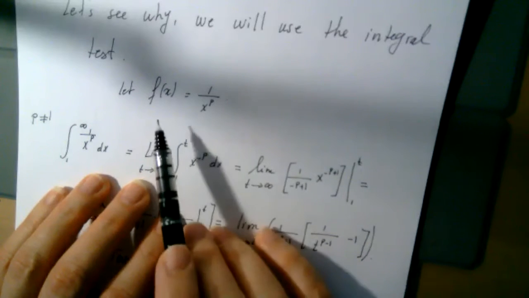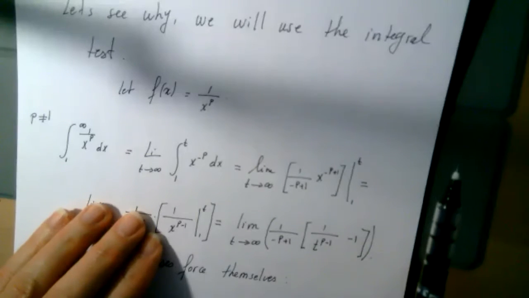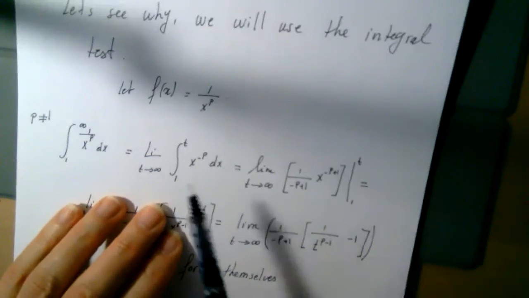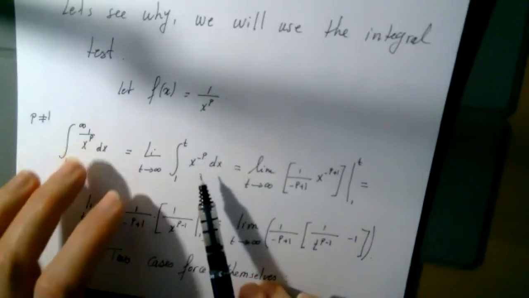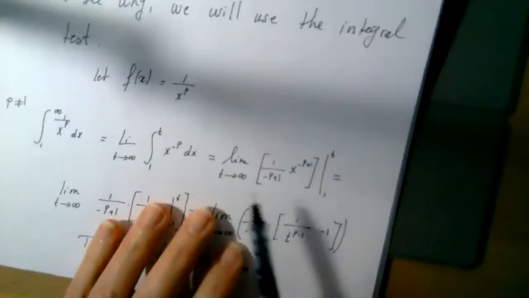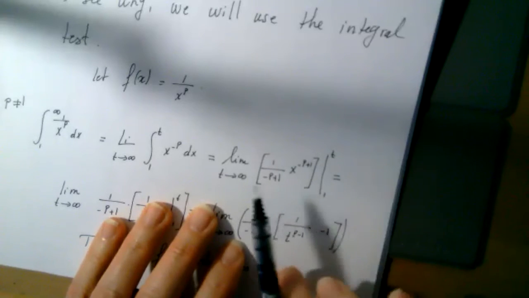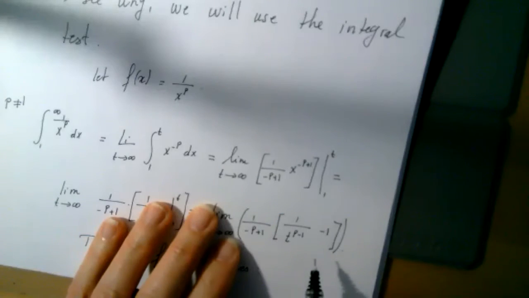So what does the integral test tell me? I'm going to take the function 1 over x to the p and compute the improper integral of 1 over x to the p. So what is this equal to? The limit from 1 to t of 1 over x to the p, which is x to the minus p dx. And it's a little bit hard because p is a parameter, so you're going to have some difficulties with that. So it's going to be the limit as t goes to infinity of the antiderivative of that.